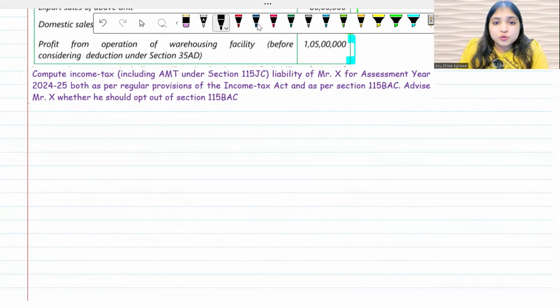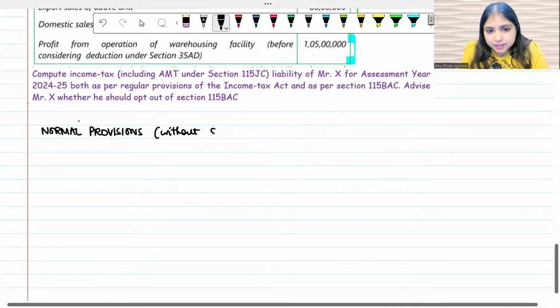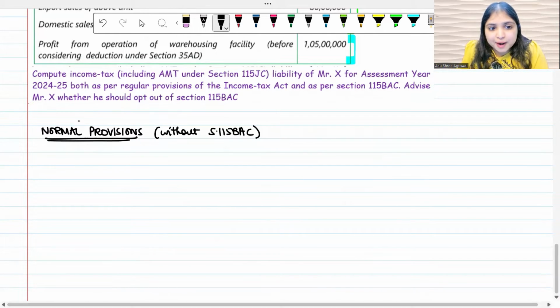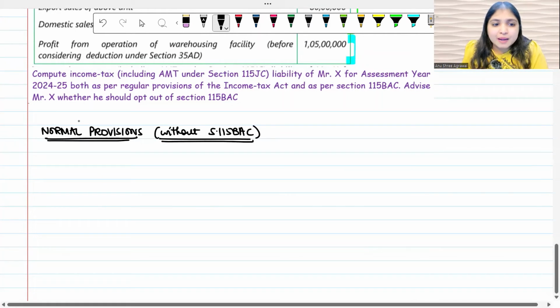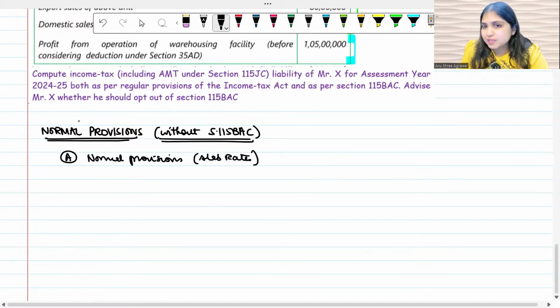Let's begin. So, first of all, I'm going to be doing the calculation as per the normal provisions. Normal provisions means I'm going to do the calculations without 115BAC first. Now, under normal provisions, hereafter I've told you we'll have two parts, guys. What will be my two parts? My first part will be the normal regular tax calculation, and my second part will be AMT. So first we are going to be calculating as per the normal provisions, that is, as per the applicable slab rates we will calculate, and then we will do as per AMT.